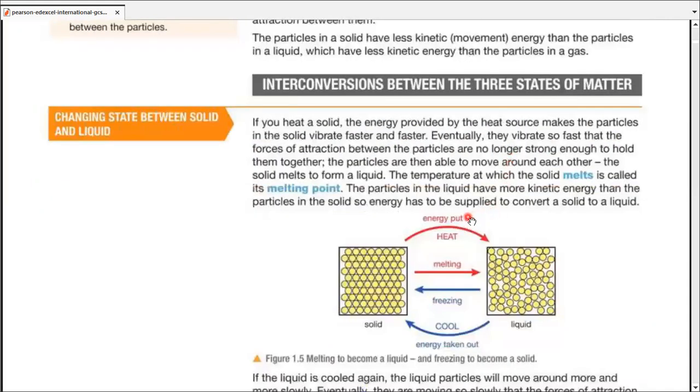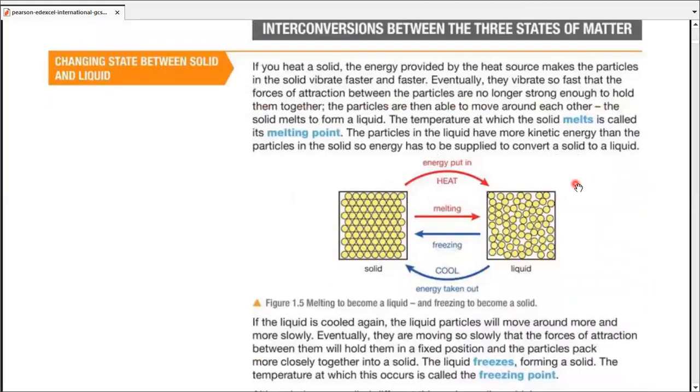Moving to the next point, interconversions between three states of matter. Now, we can change all three states of matter from one to another. Let's go by doing the changing of state between solids and liquids. Now, this one is pretty easy. You probably already know that the solid can be converted into a liquid by the process of melting. The specific temperature at which this occurs is known as melting point, which is also mentioned over here.